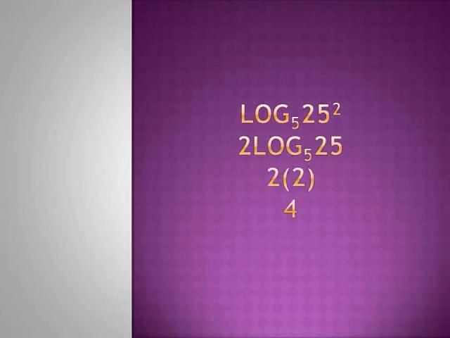Alright, here's our solution. Log base 5 of 25 squared. The square becomes the large 2 in the front. Log base 5 of 25. 5 squared is 25. 2 times 2 is 4. Hope you got that. If you don't understand, try again.